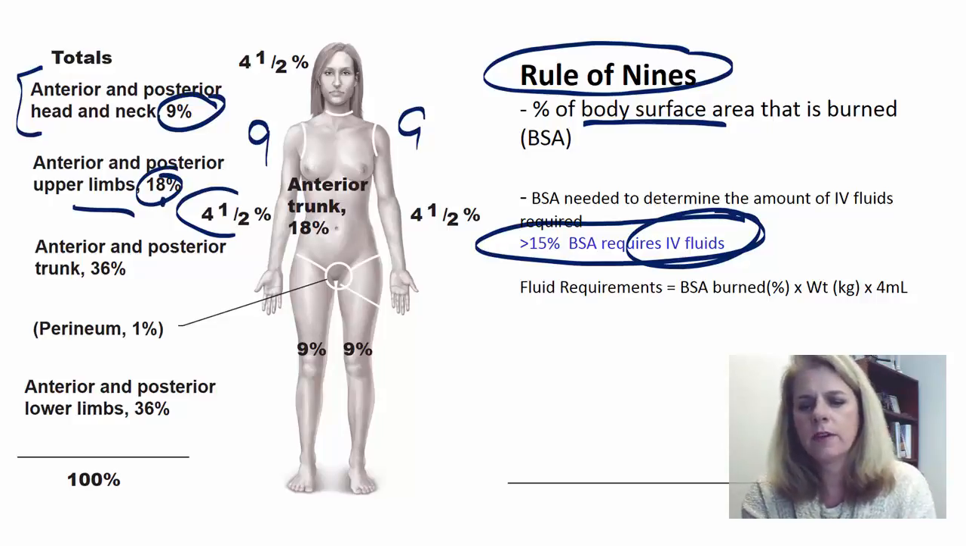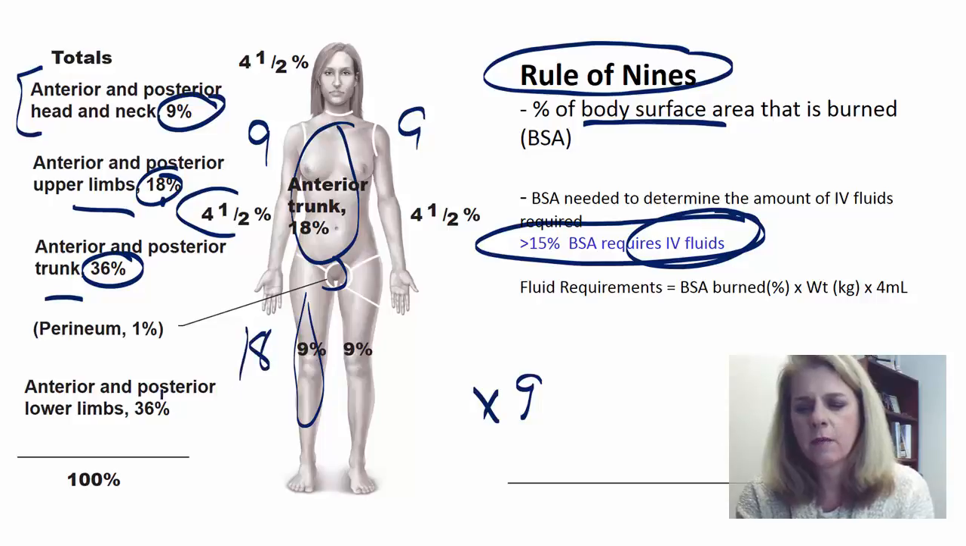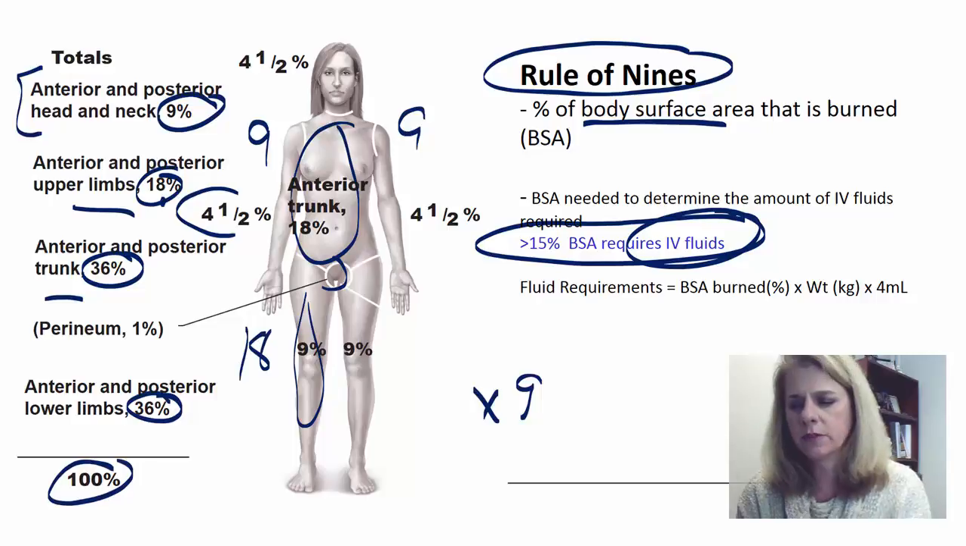Okay. If you look at the trunk, the front of the trunk is 18%. The back of the trunk is 18%. Add those together, it's 36%. These are all in multiples of 9. The perineum area is going to be 1%. The front of the leg is 9. The back of the leg is 9. So each leg is 18. Both legs is 36. And then that adds up to 100%.